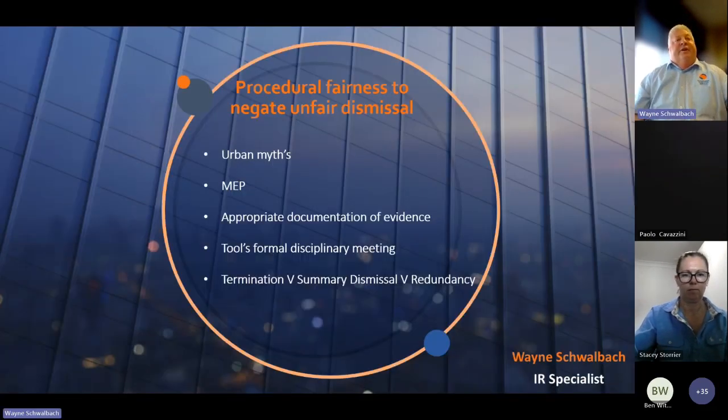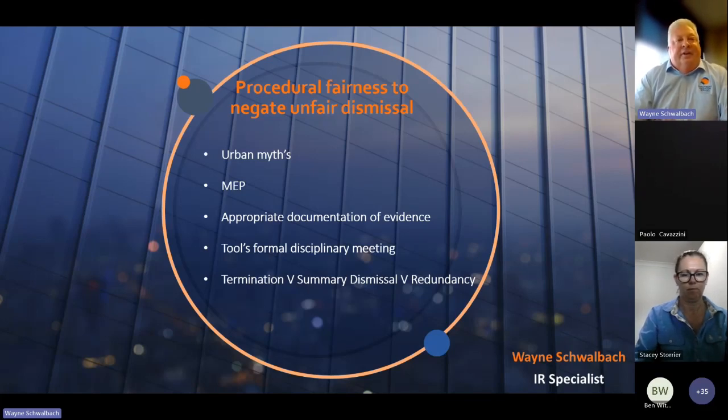So procedural fairness to negate an unfair dismissal. There's a couple of urban myths out there. Probably the biggest one is that you have to give 3 written warnings. No such thing, never has been, never will be. It's a bit like the rumour that you're never more than 3 metres from a spider. Not true, just somebody invented that one day and it just took off. So it's an urban myth.